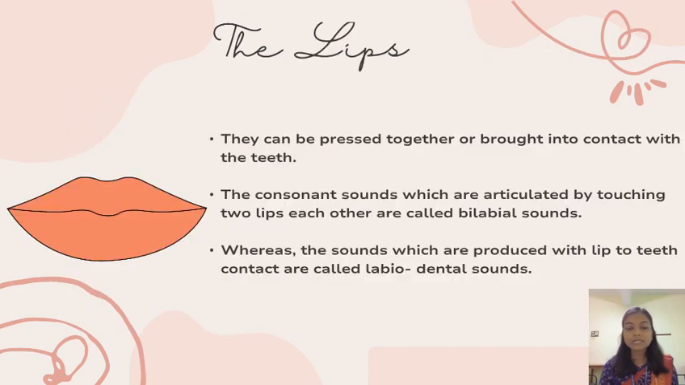So the next is the lips. Lips can be pressed together or brought into contact with the teeth. The consonant sounds which are articulated by touching the two lips to each other are called bilabial sounds, whereas the sounds which are produced with lip to teeth contact are called labiodental sounds.